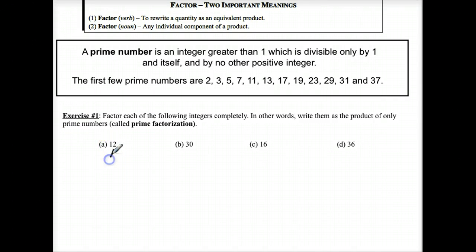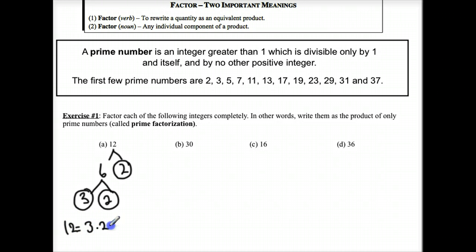So what I do is we find two numbers that multiply to give you 12. We know it's 6 and 2. 2 is a prime number, so I circle it. I know 6 can be 3 and 2. So when I write a number in terms of prime factorization, 12 is the same thing as 3 times 2 times 2. And this is what it means to break a number down in terms of prime factorization.